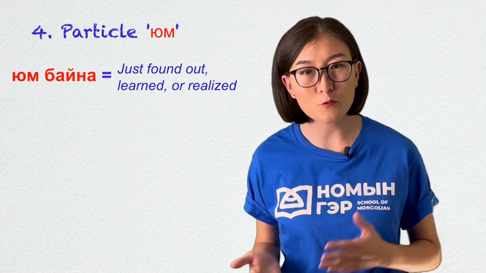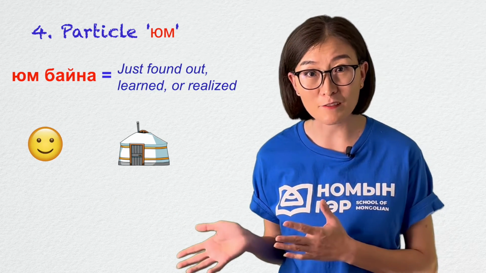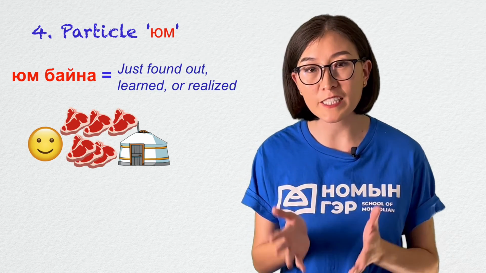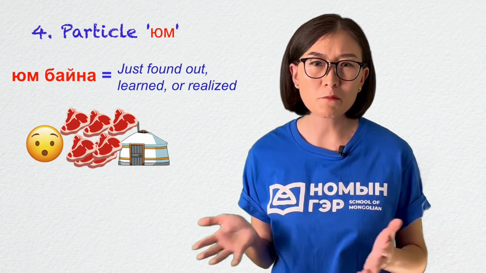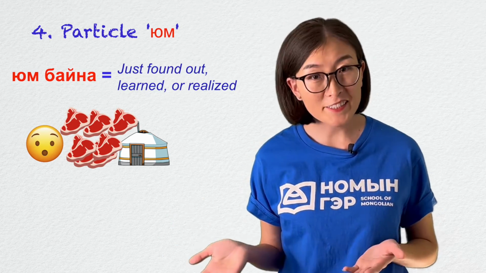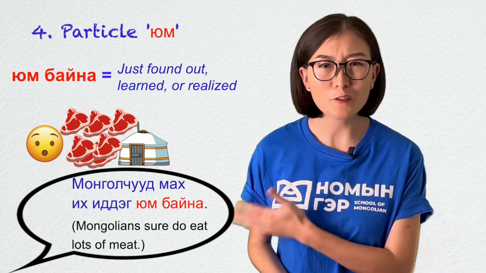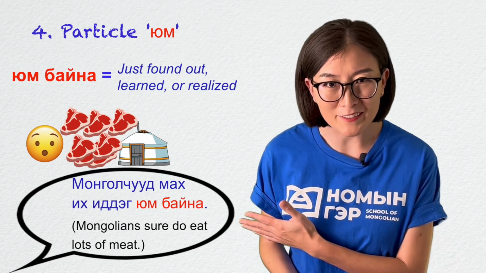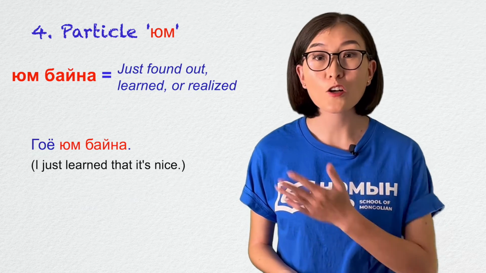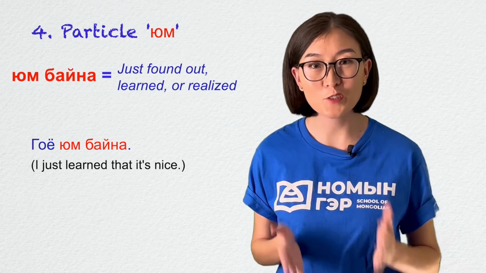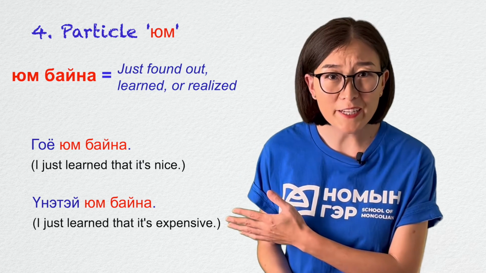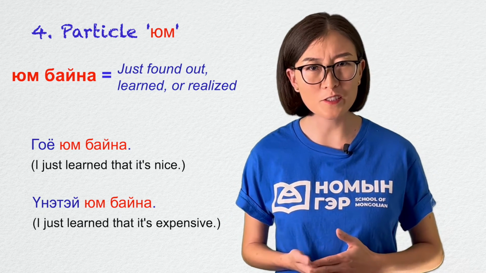Or suppose you traveled to Mongolia and found out that Mongolians eat a lot of meat. But for some reason you didn't know that before. In this case, you would say, Mongolchod mach ich iddig yum ben. Mongolians sure do eat a lot of meat. Another example, Goy yum ben. You just learned it's nice. Unte yum ben. I just learned it's expensive.